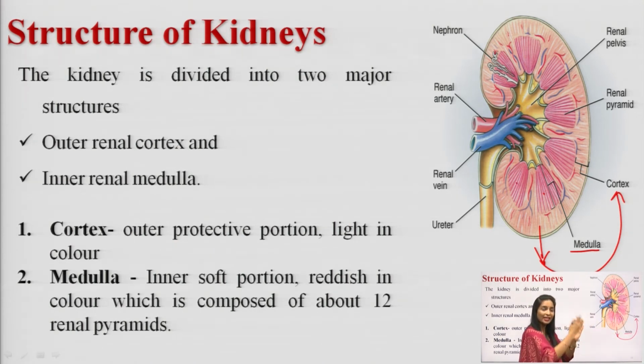Inside the medulla you can see the lines, the pyramids. These are called renal pyramids. How many renal pyramids have you seen? You can see about 12 renal pyramids inside the medulla. So, according to the structure, the kidney is divided into cortex and medulla. The cortex is the outer portion, light in color, and the medulla is the inner portion, which is soft and somewhat reddish in color, and consists of 12 pyramids.